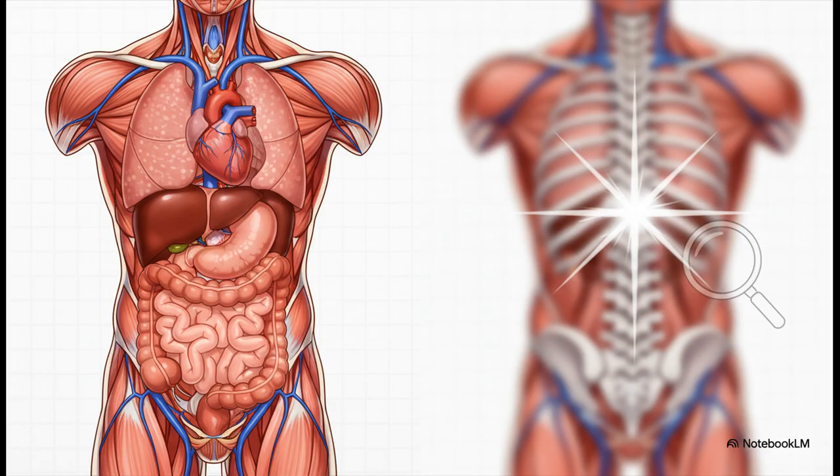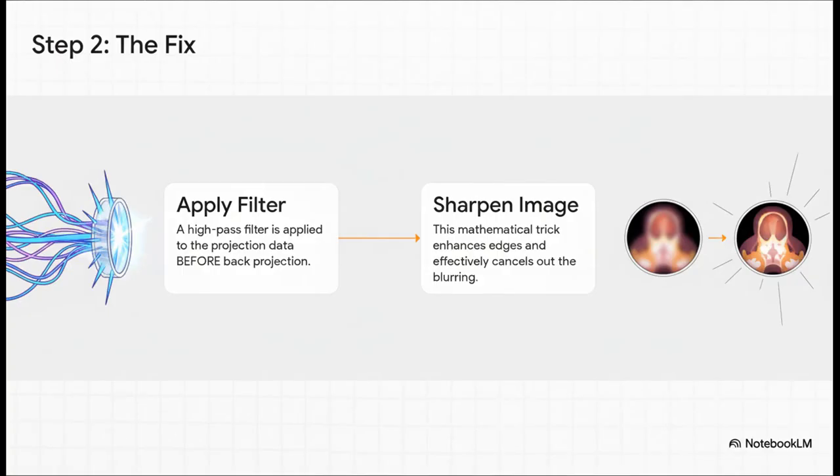Not even close. And this is where the filtered part of filtered back projection comes in. This is the secret sauce. To fix that awful blur, the algorithm does something really clever. Before it does any of the smearing, it applies a special mathematical filter, basically a sharpening filter, to each and every projection. By sharpening the data first, it perfectly cancels out the blur that the back projection step is about to create. It's an absolutely ingenious fix, and it makes all the difference in the world.